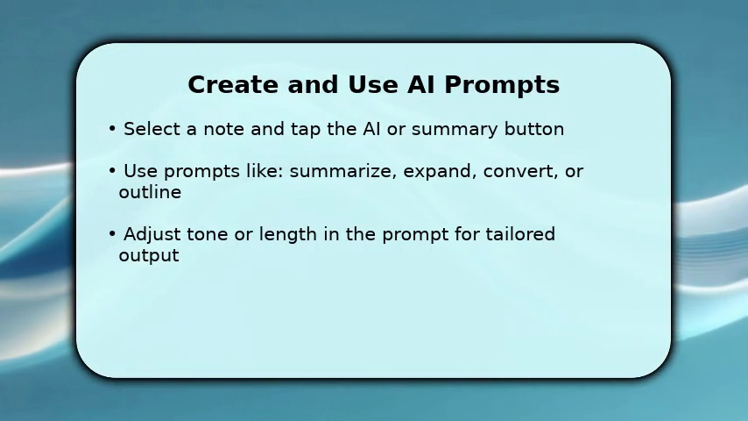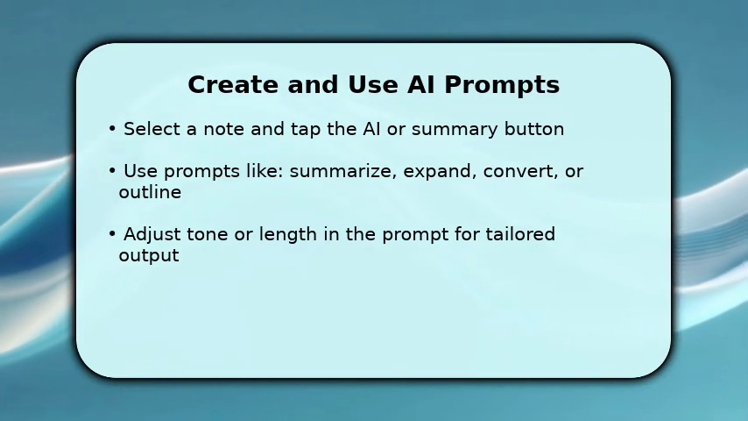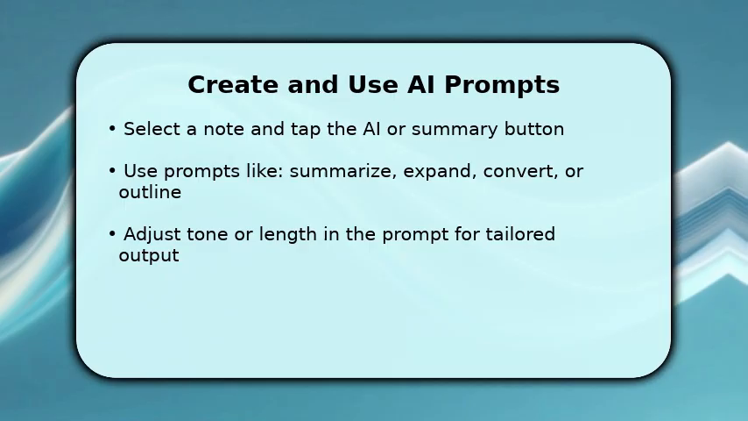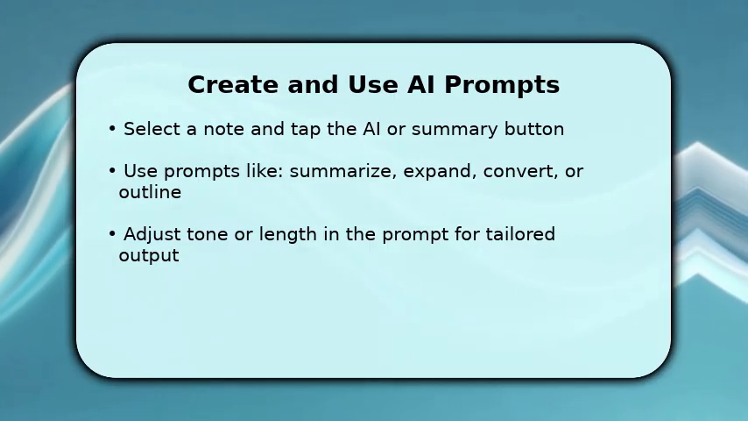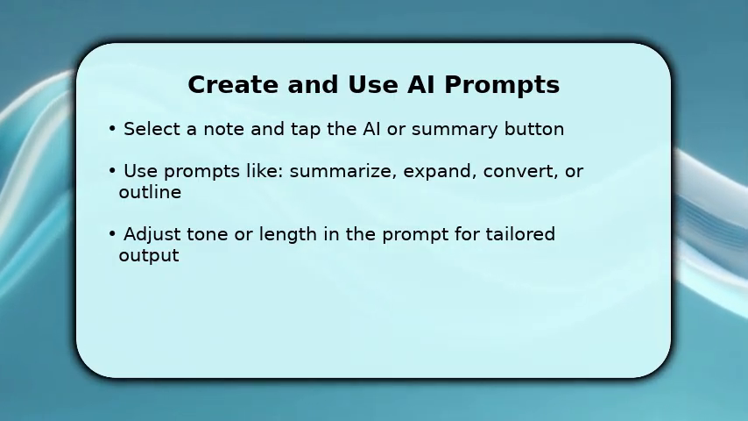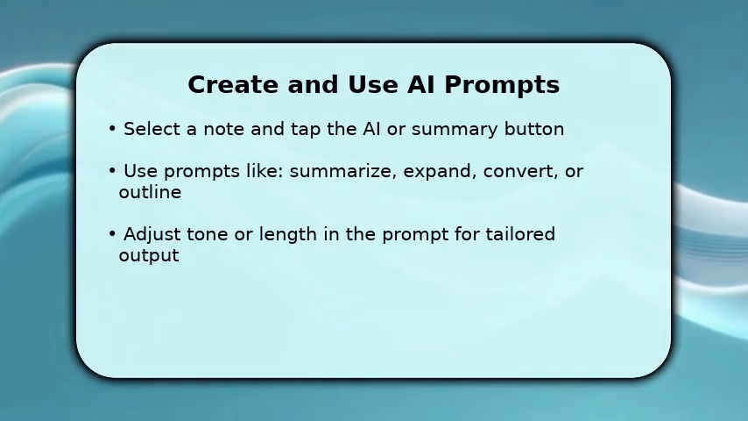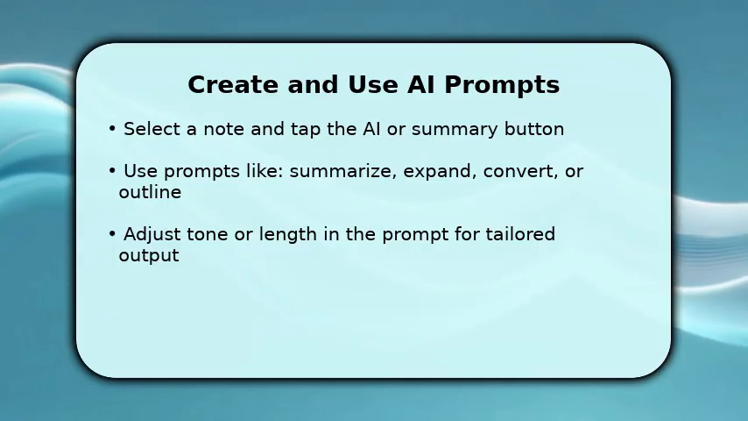Now you'll apply AI to actual notes. Open a note, tap the AI action or the right icon, and type a clear prompt. Ask it to summarize, expand, create an outline, or convert notes into tasks. Use transitional wording like summarize into 5 bullets or rewrite as a friendly email to control tone and length.